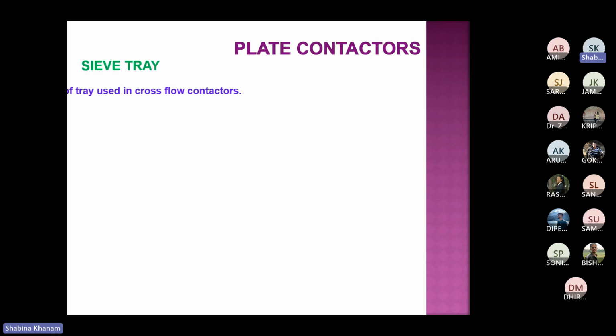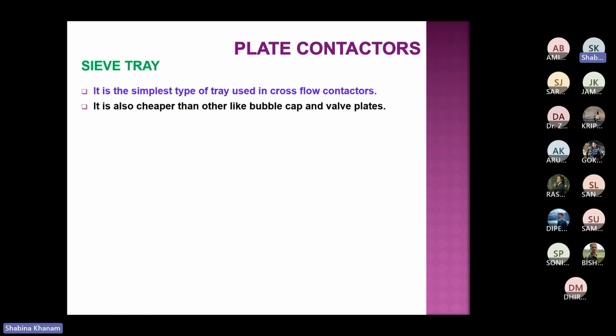So the sieve plate is the simplest type of cross flow contactor, and it is also cheaper than others like bubble cap and valve plate. If it is simplest, it should be cheaper as well.